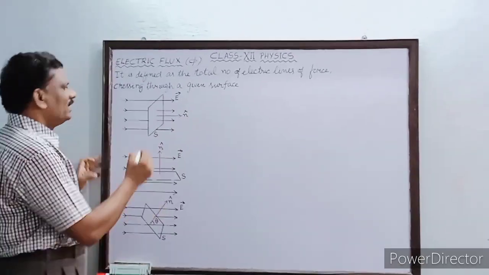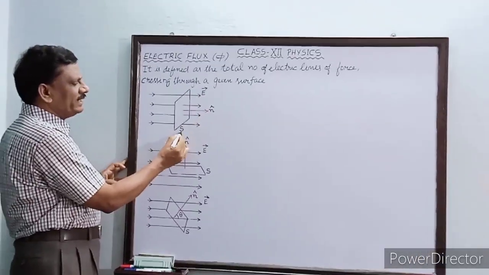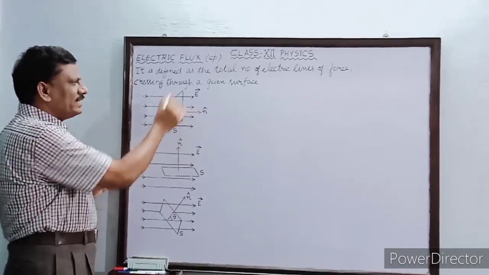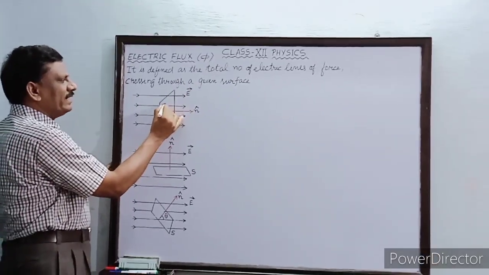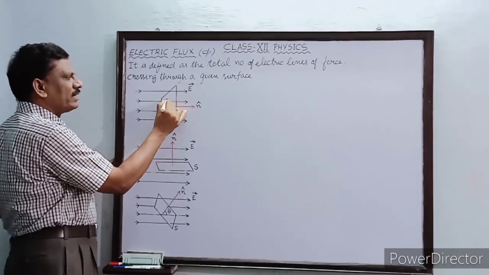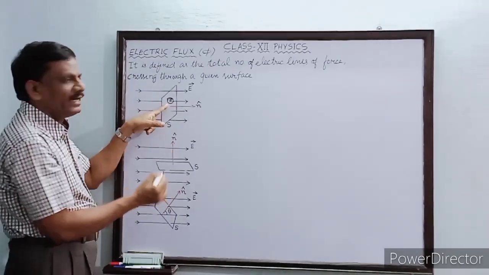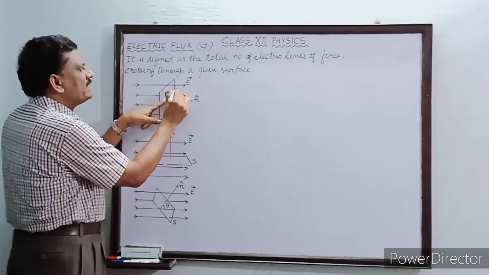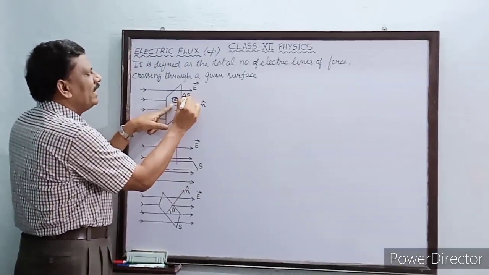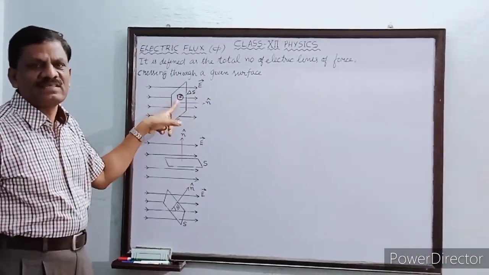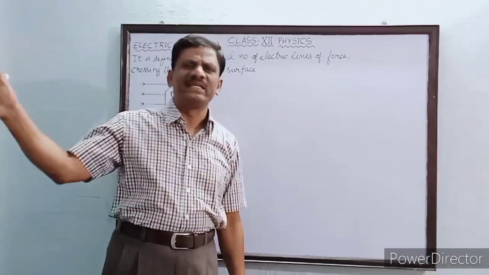Now first of all, here the total area is denoted as S. In this total area, I will consider a small area. You just look at this small area, all of you. This is the small area, the rounded area, and it is denoted by the symbol delta S. Delta S is a small portion of the entire area.